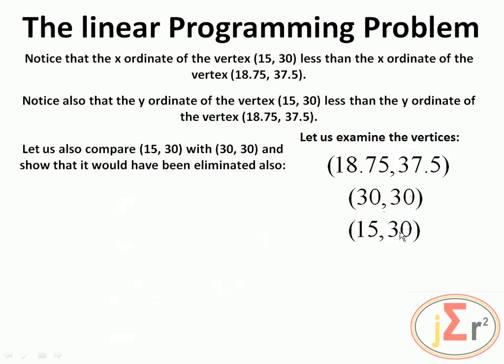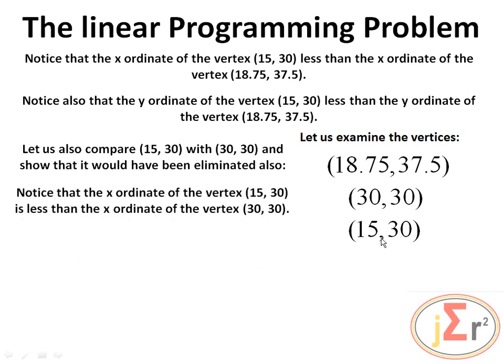So let us also compare (15, 30) with the other point and show that it would have been eliminated also. Now, the fact that this point causes this point to be eliminated does not necessarily mean that this point will also cause it to be eliminated. But in this particular case, the other point, (30, 30), also eliminates this one. Notice that the x-ordinate of the vertex (15, 30) is less than the x-ordinate of the vertex right here. So we have this is less than this.